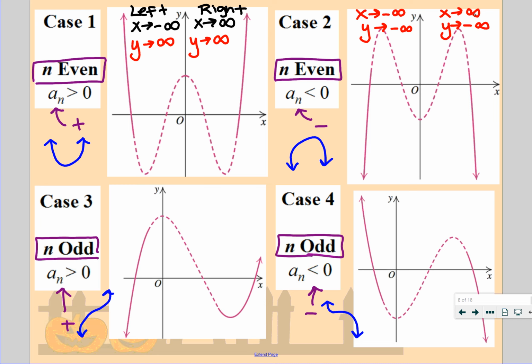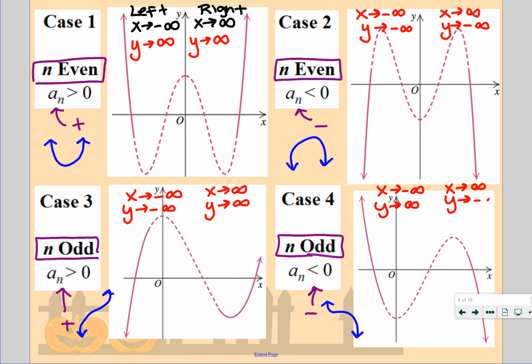We can list it for the ones that are odd as well. X approaches negative infinity. On the left of this one, it's going down. So y approaches negative infinity. On the right, it's going up. So as x approaches positive infinity, y approaches positive infinity. And then the final case, on the left, it's going up. And on the right, it's going down. So x is left, right, negative infinity, positive infinity. Y is up, down, positive infinity, negative infinity. And the shape should be enough to tell you that.